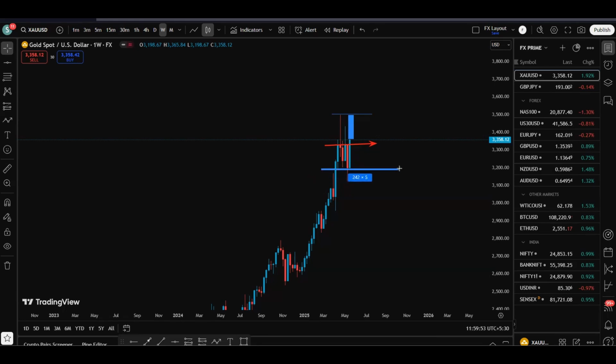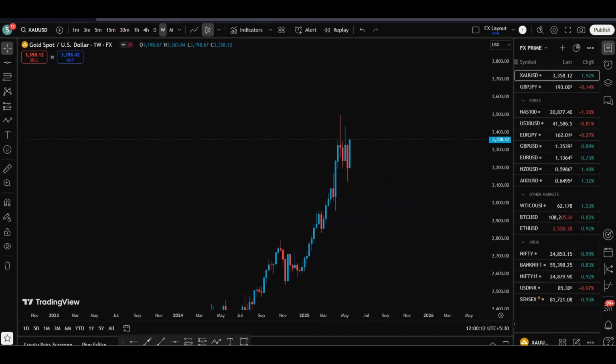Otherwise, we have the support. If we get a weekly candle close below the support, then we can anticipate a move to the downside. Basically, if we get a candle close below the support, we have the next support right here. So in that scenario, we can anticipate a move to the downside as well. That is something we see on the weekly time frame.